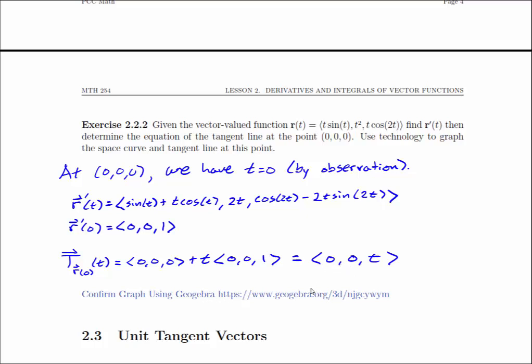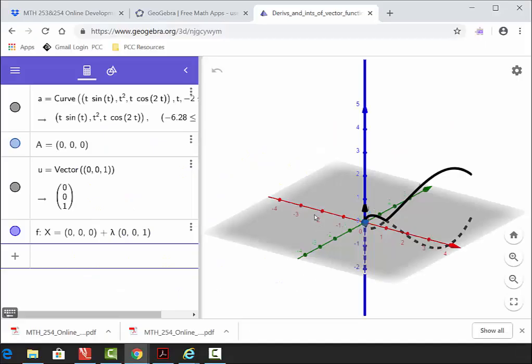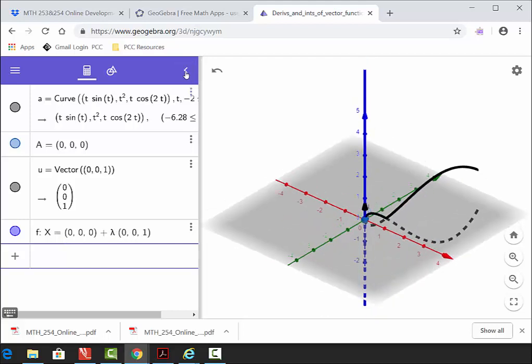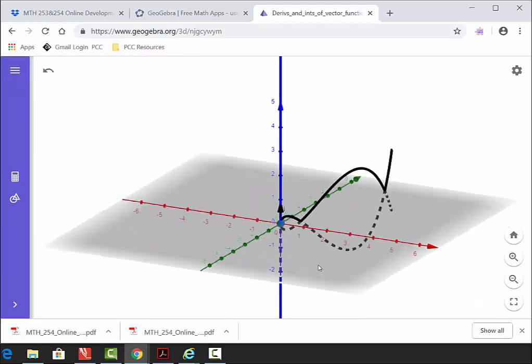Whew. Okay, so we can click on this link, and when we do that, we should get this graph to confirm. We have our curve in here, we have our point, we have the direction vector, and we have the tangent line function in here. So I can kind of zoom around. I'm going to move this out of the way so I can see this a little bit better.